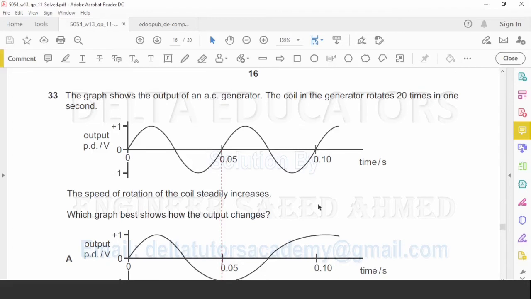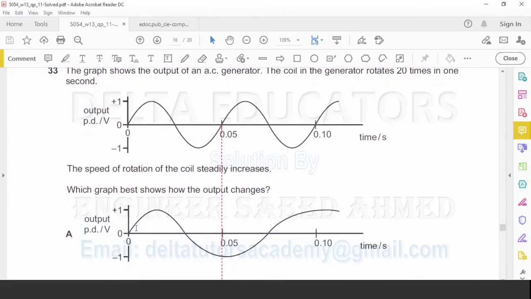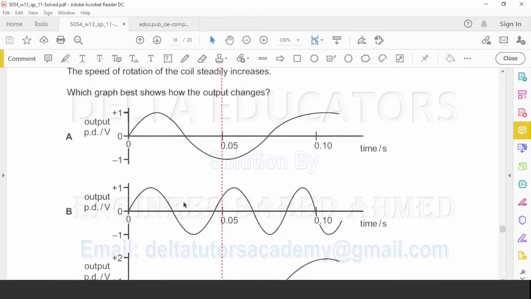Now we check the options. Option A, here we are looking that potential difference is not increased. Since here potential difference is not increased, so option A is not our possible option. In option B, again we are looking that with the increase in speed, the potential difference is constant, it is not increasing, so option B is also incorrect.